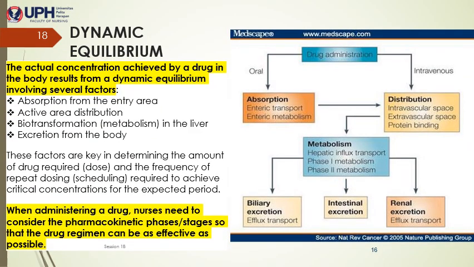Now, let's learn about dynamic equilibrium. The actual concentration achieved by a drug in the body results from a dynamic equilibrium involving several factors. The first one is absorption from the entry area, then distribution, then biotransformation or metabolism in the liver, and then excretion from the body. Remember, this is ADME. These factors are the key to determining the amount of drug required, or the dose, and the frequency of repeating the dose, or the scheduling, that is required to achieve critical concentrations for the expected periods.